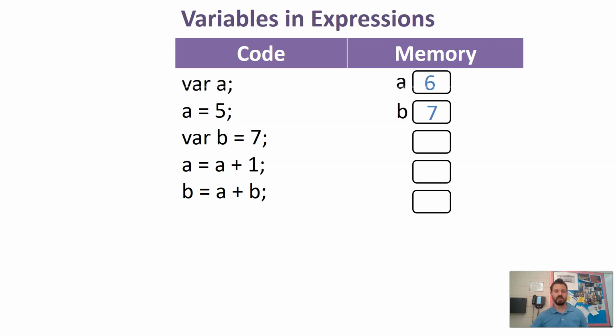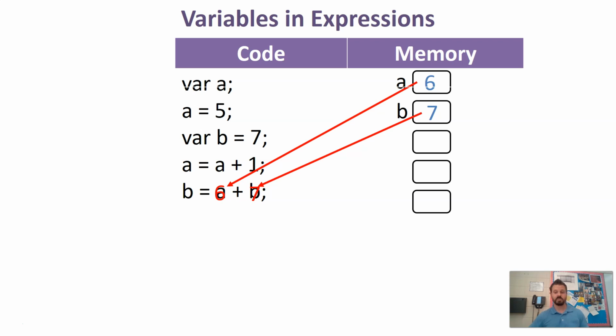Okay, my last line, I can also do something like this. I can say that B gets A plus B. So in other words, we're going to reassign a variable with a different variable's value along with its own. When I run that line of code, the computer is going to go into the memory, grab the values of A and B, replace them into that expression.